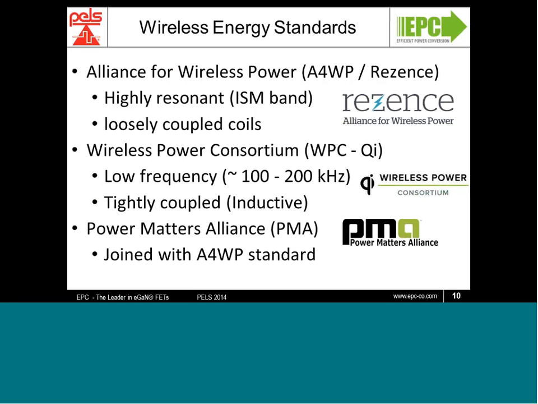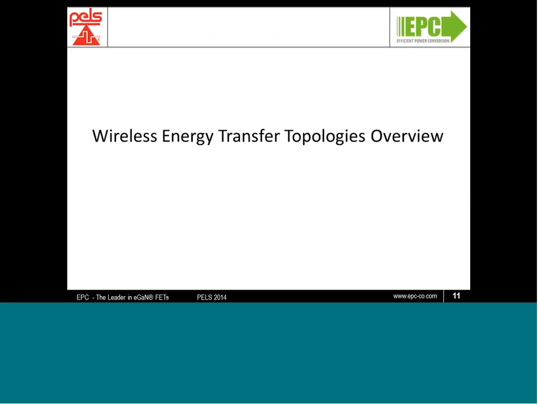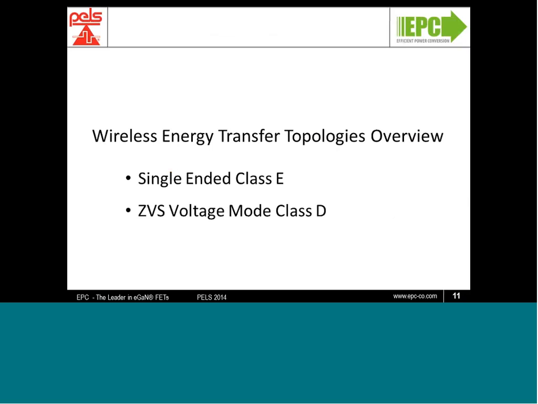Let's have a look at some of the wireless energy transfer topologies as we go deeper into the discussion. We will look at a single-ended Class E. The Class E has been proven to be a very popular topology of choice for wireless energy, as it theoretically has a 100% efficiency for the transfer. But we will go into the details of its shortcomings. And then we'll also introduce a new zero voltage switching, voltage mode Class D amplifier and show that it's been enabled with the use of GaN FETs.